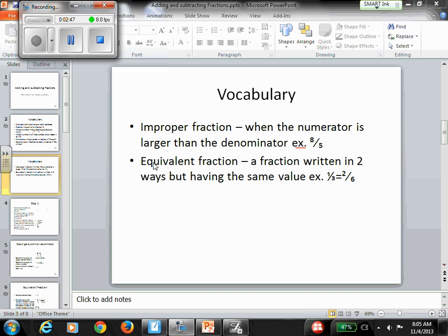The next word, equivalent fraction. It is a fraction written in two ways, but having the same value. An example of this is 1/3 is also equal to 2/6. If you notice, we can multiply 3 by 2 and it goes to 6. And we can multiply 1 by 2 and it goes to 2. The key for making equivalent fractions is that you either multiply or divide the top and the bottom number by the same number. Here we multiplied each, the top and the bottom, by 2.